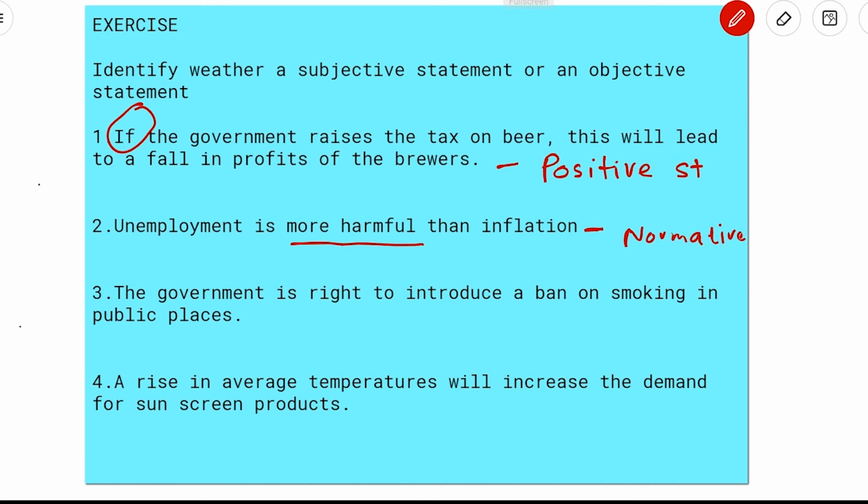Alright, the third one. The government is right to introduce a ban on smoking in public places. Is right to introduce. Some people might think the government is doing the right thing by banning smoking in public places, while some people may not agree with this idea. This is something you cannot test, and it depends on the opinions of each and every person. So these kinds of subjective statements are normative.